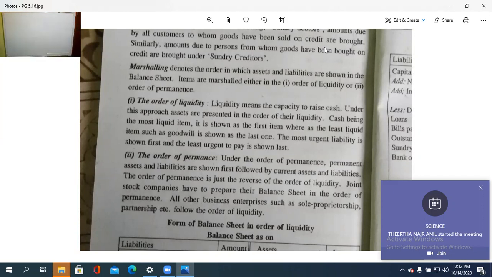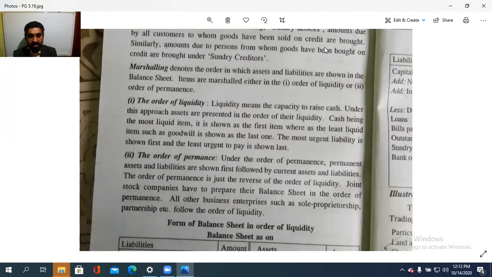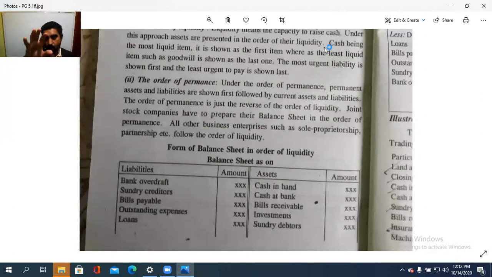Joint stock companies have to prepare their balance sheet in the order of permanence. All other business enterprises such as sole proprietorship, partnership, etc. follow the order of liquidity. So that is the order of liquidity and order of permanence.